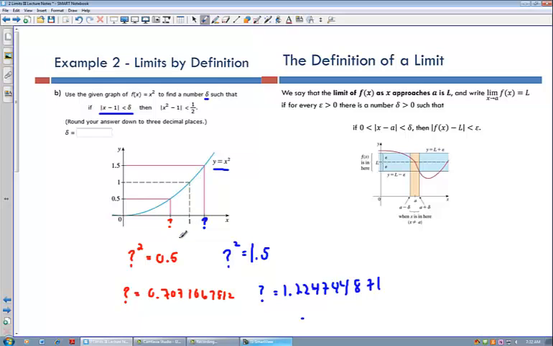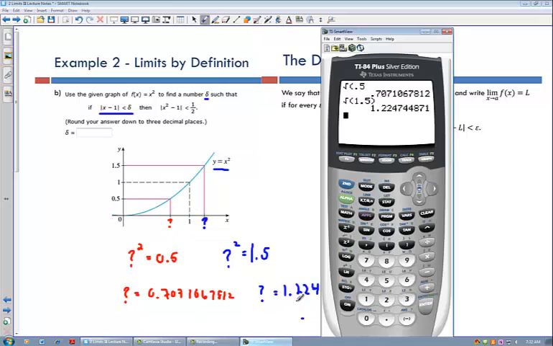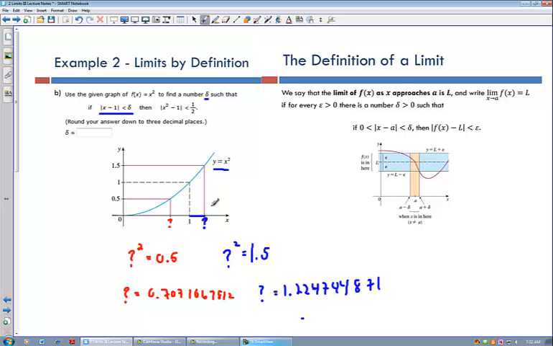And then the question becomes, how far away is it from 1? So let's figure that out with the calculator. Let's do this one first since I have it up. So I can take away 1 from that answer, and I get 0.2247. And I'm just going to do this to 4 decimal places. So this distance here is going to be 0.2247.